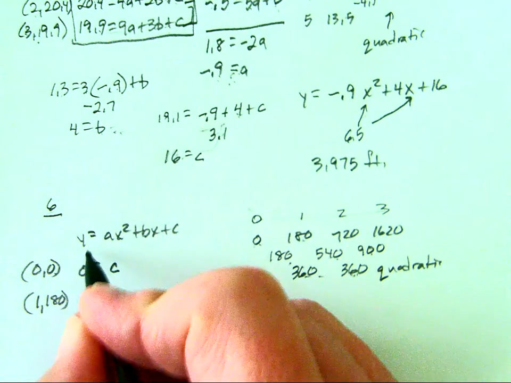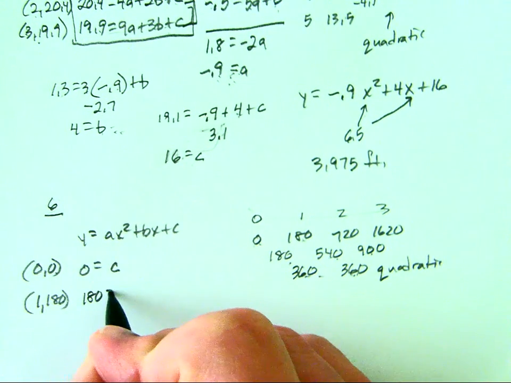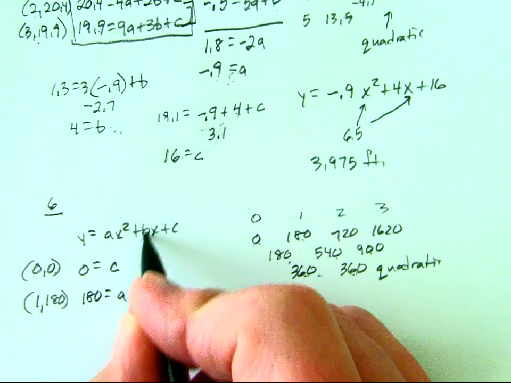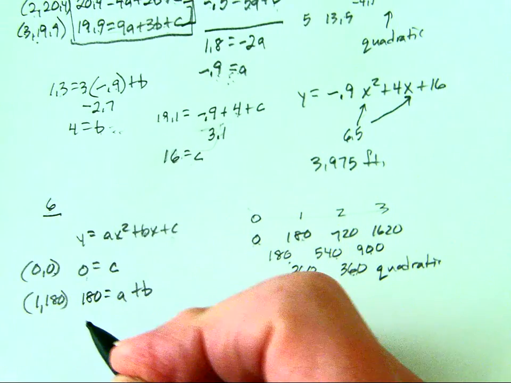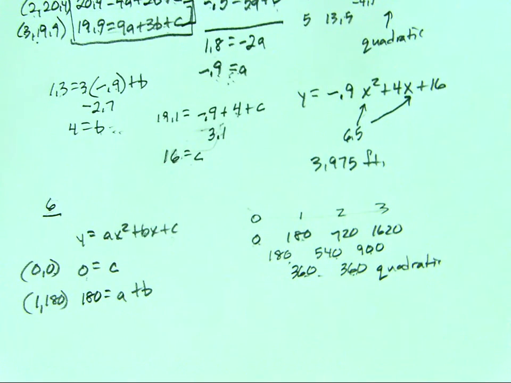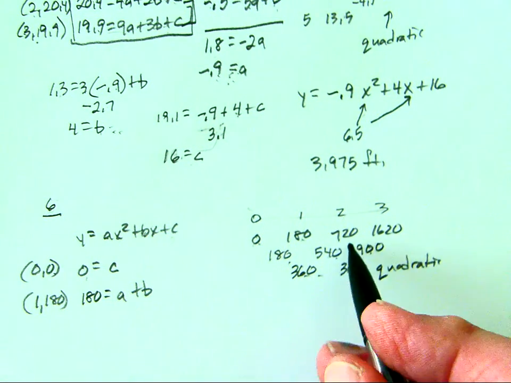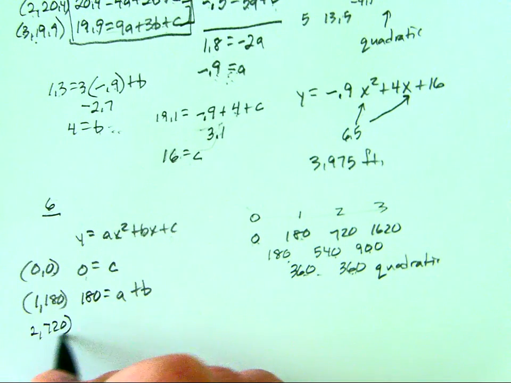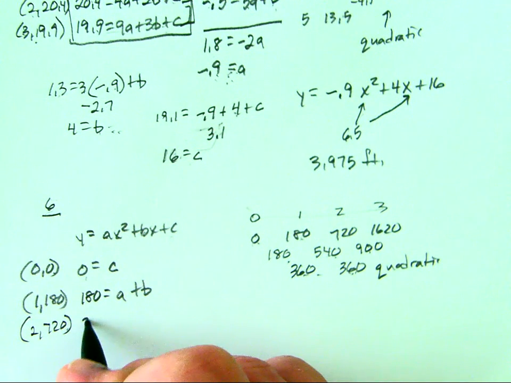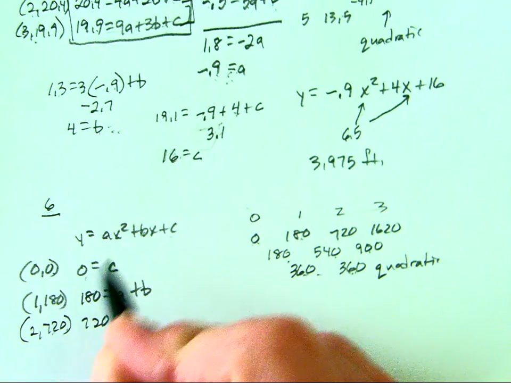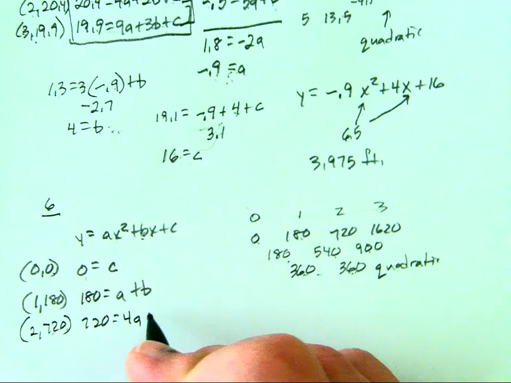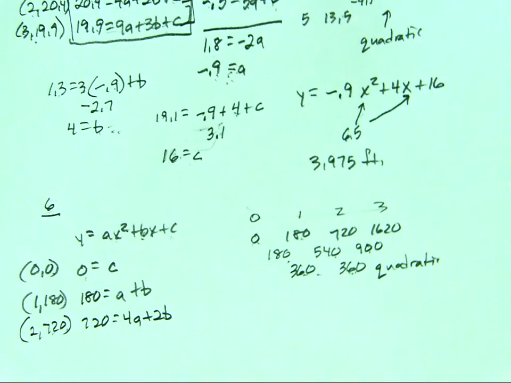So if we plug that in, again, 180 goes in for y. X is 1, so 1 squared times a is a. 1 times b is b. And we already know c has to be 0. We plug the next one in there. So it's 2, 720. So 720 goes in for y. 2 goes in for x. So 2 squared times a is 4a. 2 times b is 2b. And again, we already know c is 0.